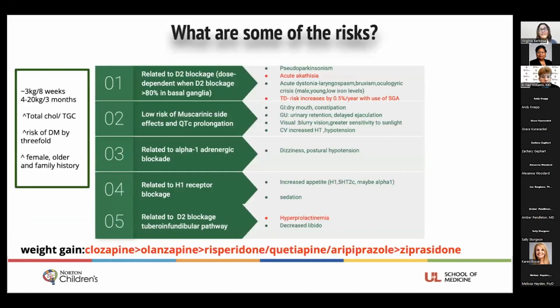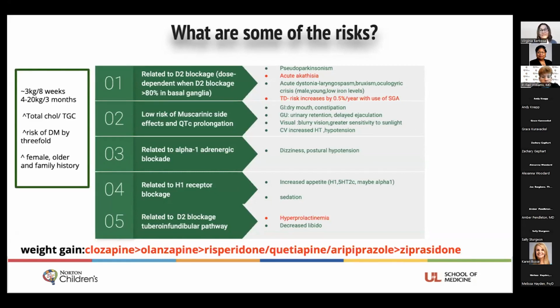In terms of some of the risks, the D2 blockade at the basal ganglia can lead to EPS side effects. Acute akathisia is very frequently seen, and the kids are highly susceptible to that. And then, of course, tardive dyskinesia can also occur in kids that are using multiple receptor blockers.